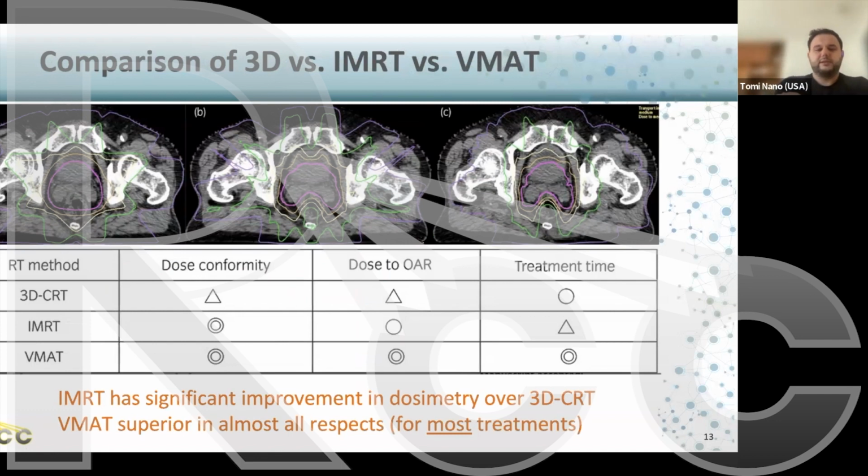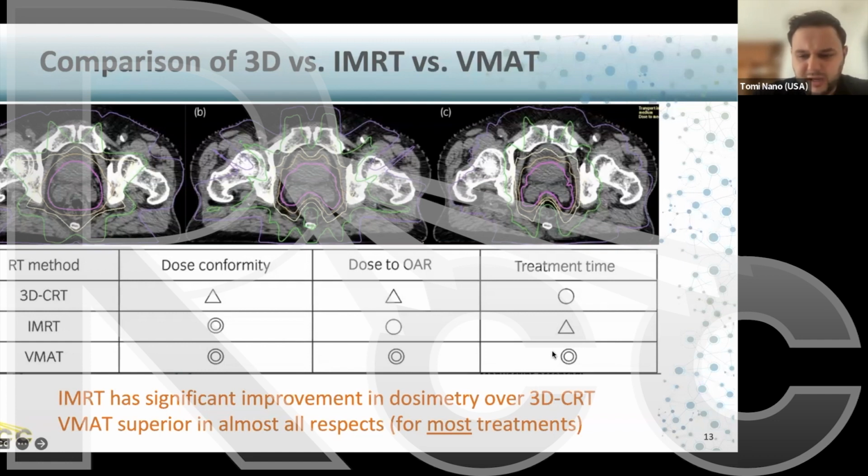So just to wrap this up very quickly, I want to do a comparison between 3D, IMRT, and VMAT. And this is what this table is showing here. So if we look at 3D conformal radiation therapy, we can conform dose and we can spare the OARs, and we can achieve decent treatment time. Here the triangle is the lowest and the double circle is the highest. And as we move to VMAT, we can improve conformity of dose and further reduce the dose to OAR. And this also allows us to achieve faster treatment times than 3D if we're careful.